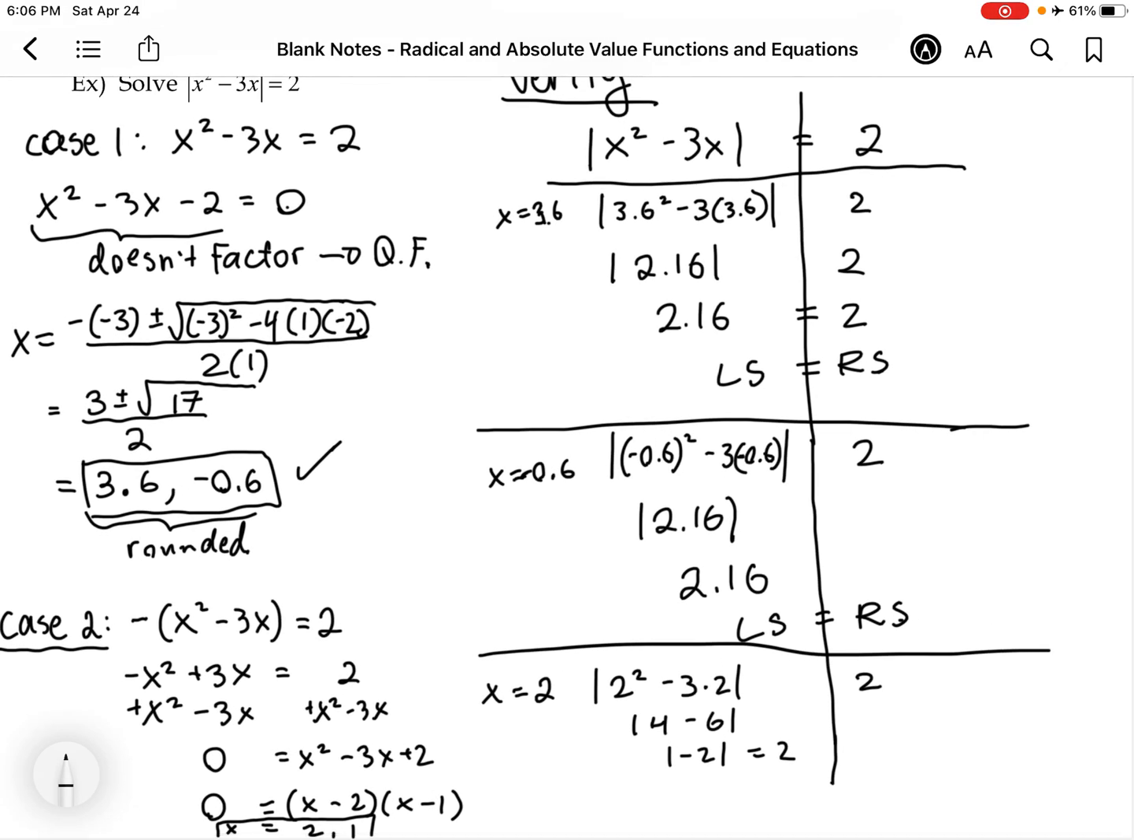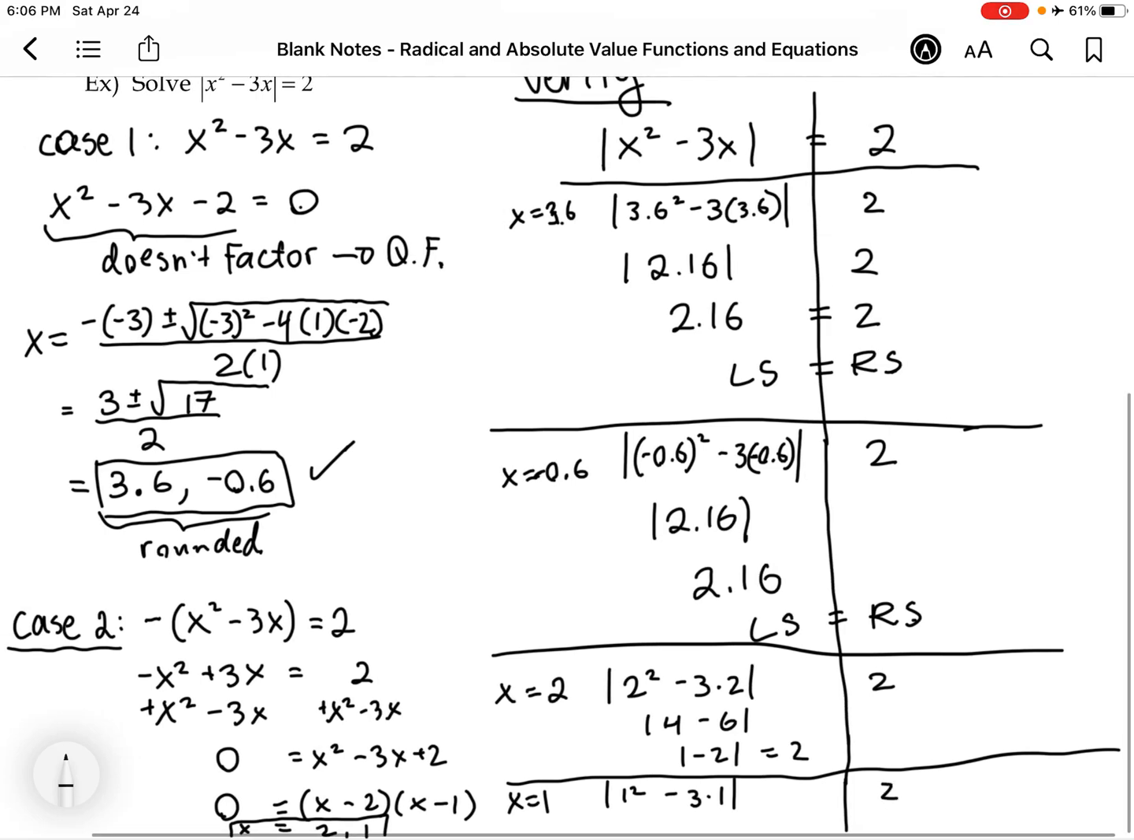This one's good. And then I have very little room, but I'll try and squish it in. X equals 1. I'm testing the absolute value of 1 squared minus 3 times 1. And 1 minus 3 is negative 2, and this side, of course, is 2. This is also the absolute value of negative 2, which is 2. Okay, so all four of these are correct, I should say. My grammar is not very good today.